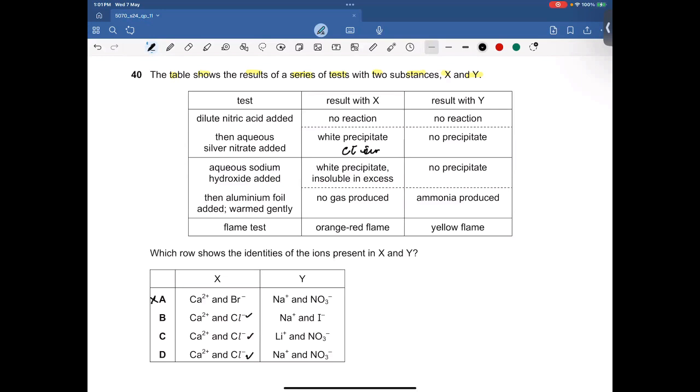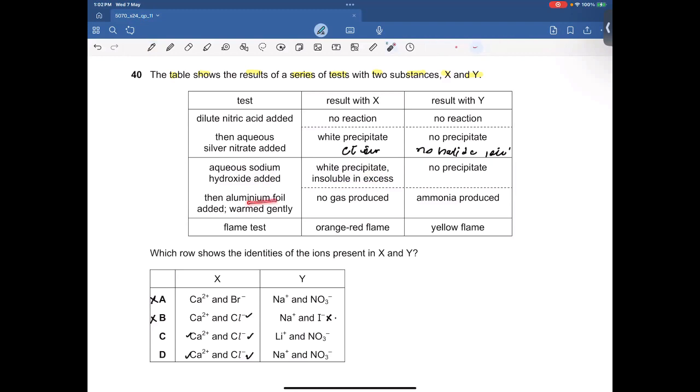Result with Y, no precipitate, so no halide ions. If no halide ions, that means option B is also incorrect. Okay. Now the next is aqueous sodium hydroxide added, white precipitate, insoluble in excess. Okay. So this could be अच्छा calcium है हमारे पास, तो calcium is fine. A और B तो wrong होंगे तो उसको छोड़ दें. Combination exists between C and D, तो calcium और chloride हमने यहाँ से determine कर लिया.